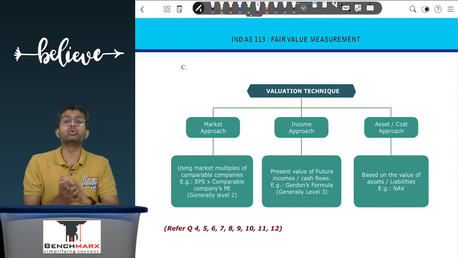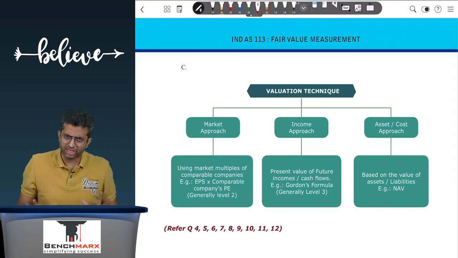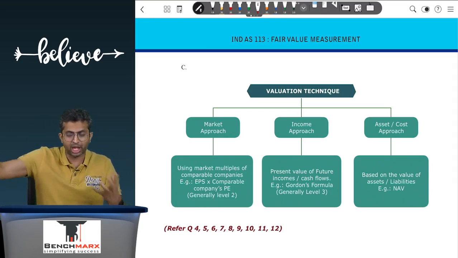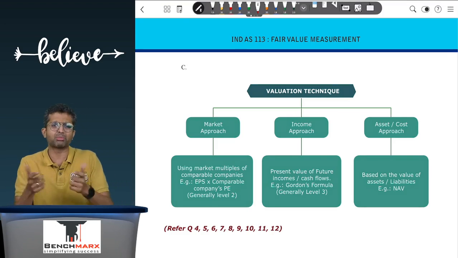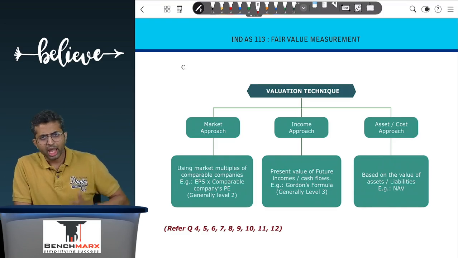Certain questions will give you a discount, like a liquidity discount or a non-controlling interest discount. If a discount is given, you will say that the other company is a listed company and hence its value will be higher as compared to my company which is unlisted, and hence there might be a liquidity discount. If there's a discount, you will subtract it from the final value derived, and so on.